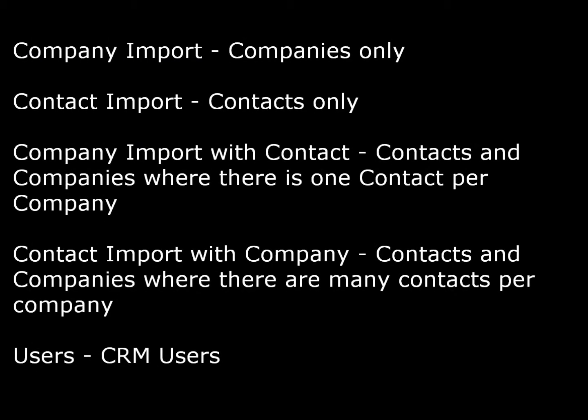The company import is used when your file contains only companies. The contact import is used when your file contains only contacts. Use the company import with contact template when your file has companies and contacts and there is one contact per company. The contact import with company template is for files that have companies and contacts where there are many contacts per company. The user import is great when there are a large number of users to be added, like a user export from a legacy system, for example.